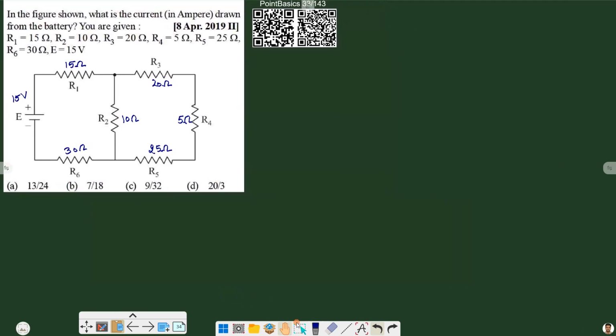So let's start. As we can see that this 20 ohm, 5 ohm and 25 ohm, all of these three resistances are in series. So their series combination will give us 25 plus 25, 50 ohm. And circuit can be represented as something like this. Here we have R1, here we have R2, and here we'll have R6. And as we have taken combination of R3, R4 and R5, so the combination resistance will be in parallel with R2 with value of 50 ohm.